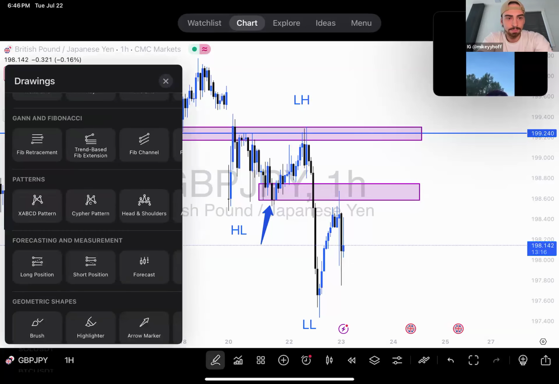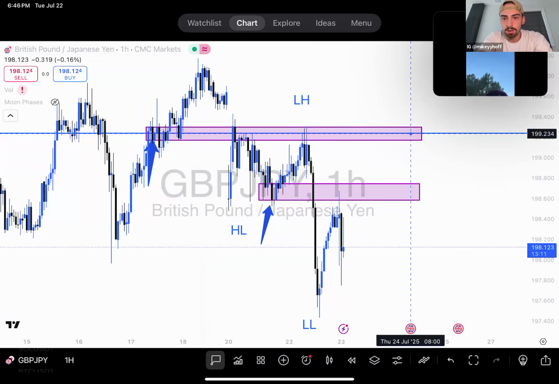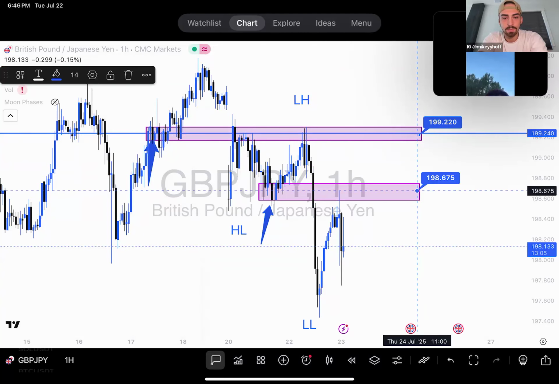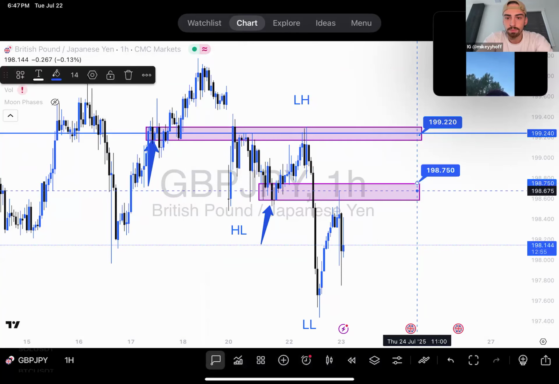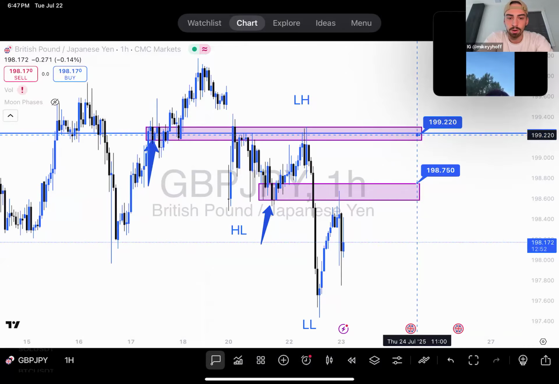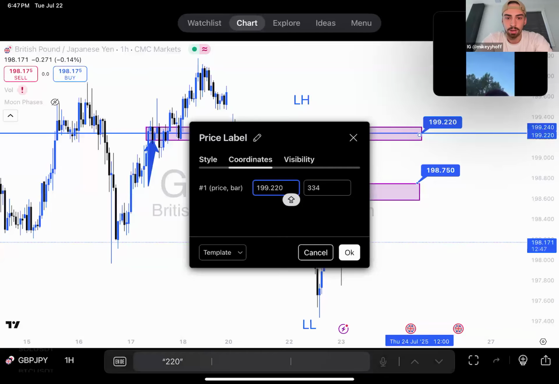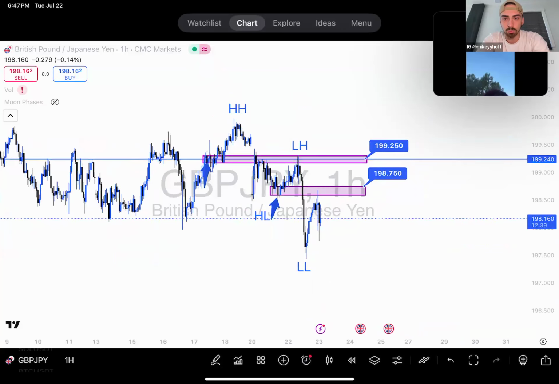So now the last step, right? We're going to look for a price label, put that right there, and then put it right here. And then what do we say? We want to use the quarter level theory. And then in here, we can actually do 198.75. And then for this one, we're going to use 199.25. Those are going to be our zones, right? So those are our two zones that we're going to be looking off of.